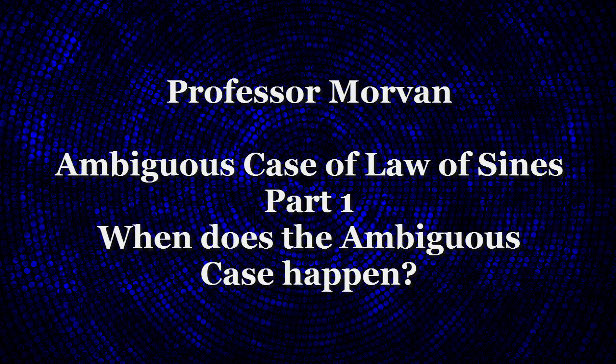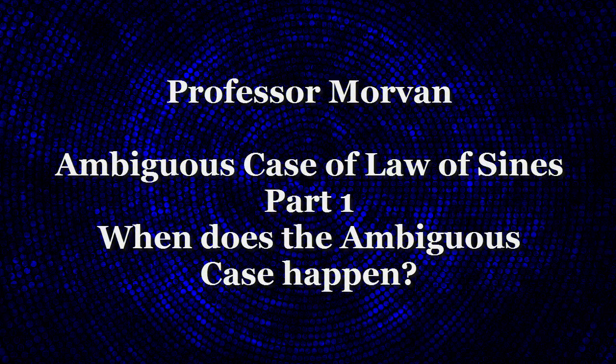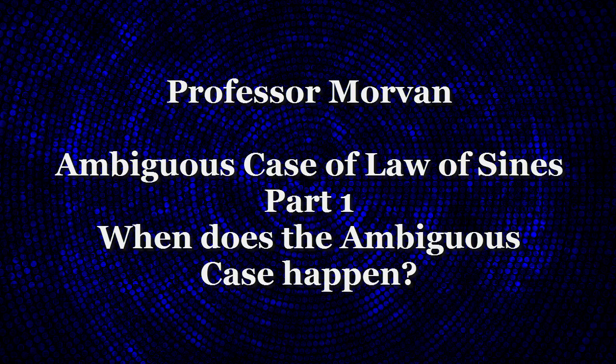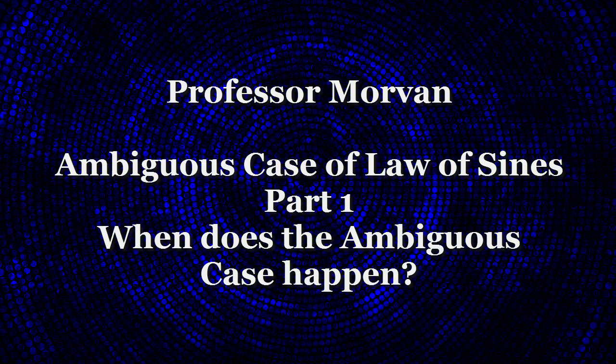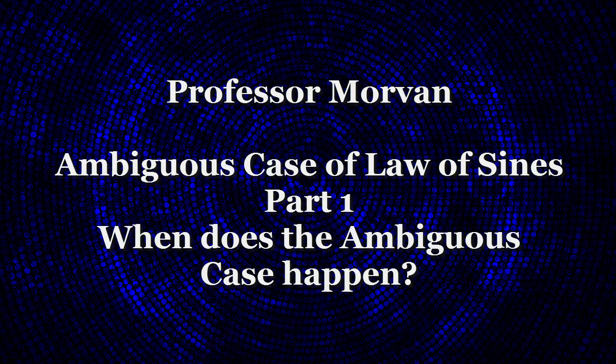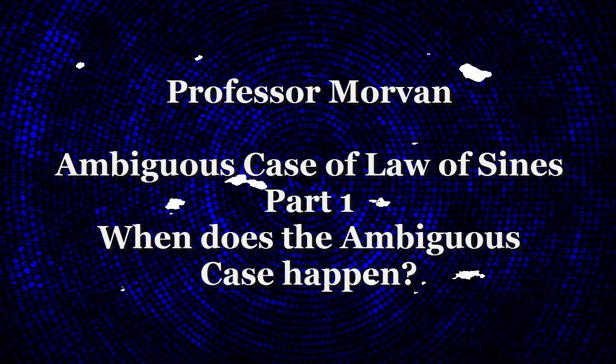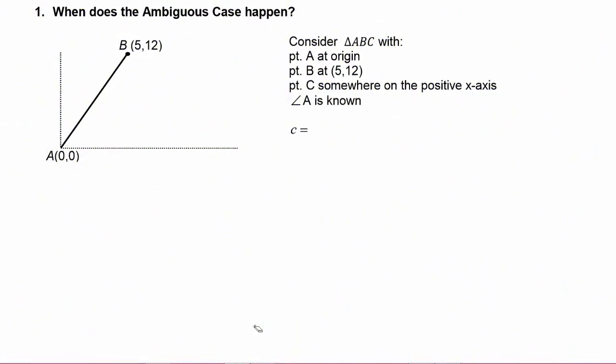In part 1 of our lesson on the ambiguous case of law of sines, we will investigate when the ambiguous case happens. Let's take a look at this diagram here, and we are going to make triangle ABC.